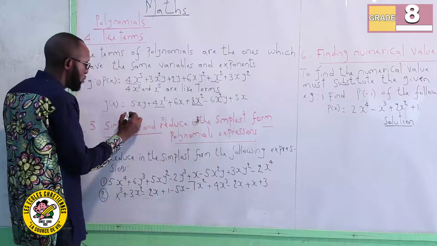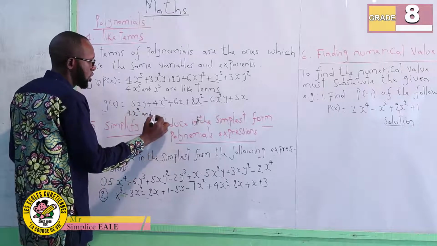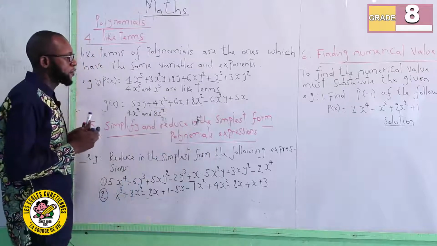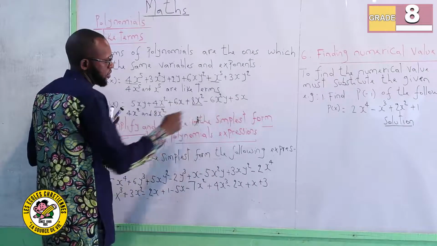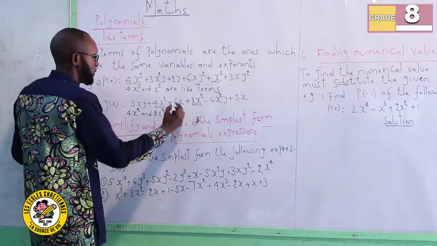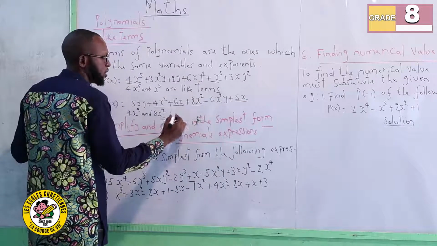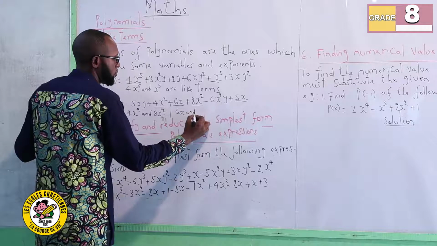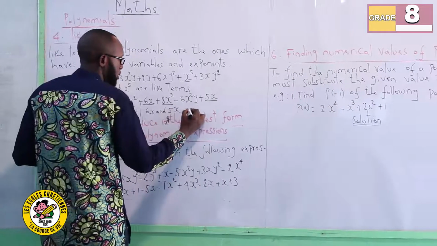So I can say 4x squared and 8x squared, they are like terms. Apart from this, you have x and x. They are also like terms, okay? So you can underline them, x and x. So I can take the second. We have 6x and 5x. Also, they are like terms.